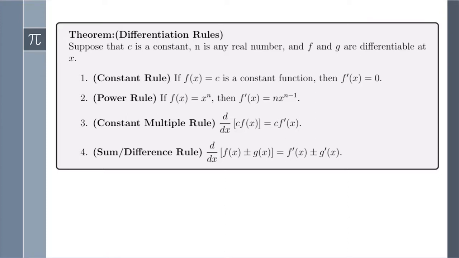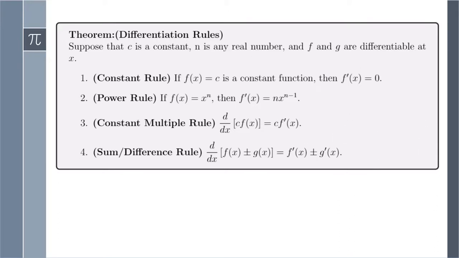The first one is called the constant rule, where if the function is constant, for example, f of x equals c, then the derivative is 0. That means a constant function is a function whose graph is a horizontal line. Now we clearly see that the slope of that horizontal line is 0. Remember, the derivative gives us the slope, so the slope of the horizontal line is 0, that's why the derivative is 0.